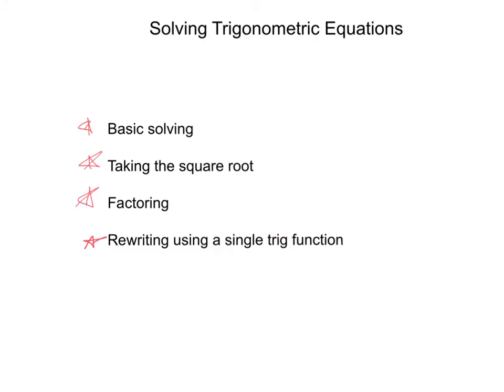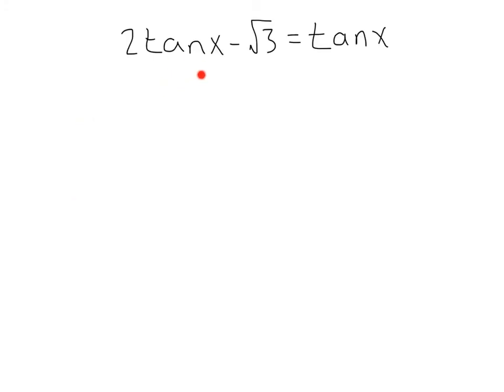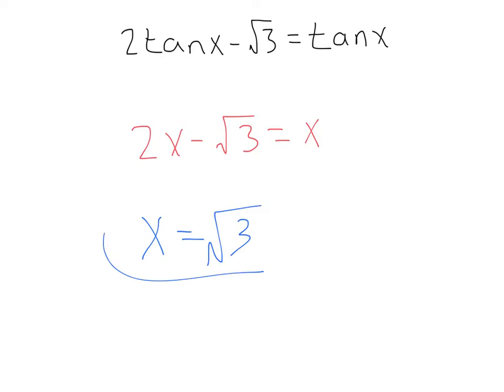Let's get started. Here we have 2 tan x minus square root of 3 equals tan x. In solving this, let's first think about it just like if we had a basic equation with only x's. We would start by subtracting x over here. That would give us x equals, and adding the square root of 3 over there, square root of 3, and there we'd get our answer.